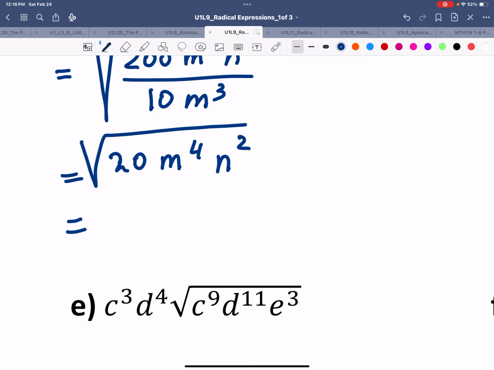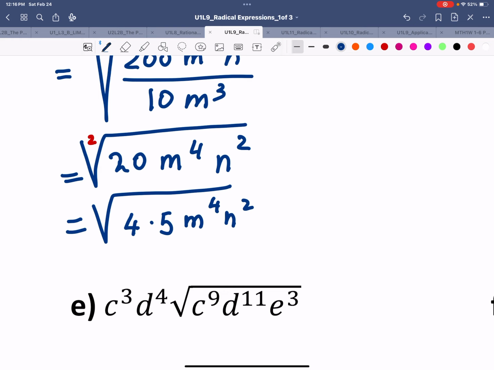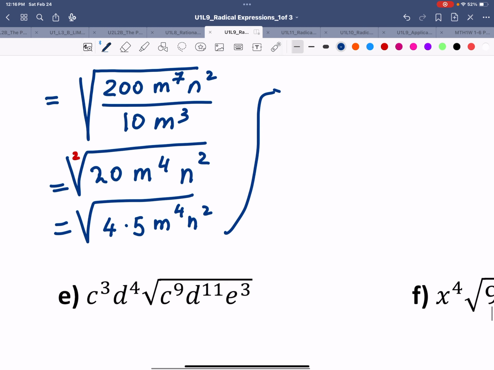So because we have an index of 2, what we're going to do is break down the coefficient into two factors, and we want one of the factors to be a perfect power of 2 so that we can simplify. So 4 is a perfect square and is a factor of 20, so we'll break that down into 4 and then 5, and then m squared, m to the 4, and n squared. So in the next step, we're going to have the number 4, which is 2 to the power of 2, and then times 5.